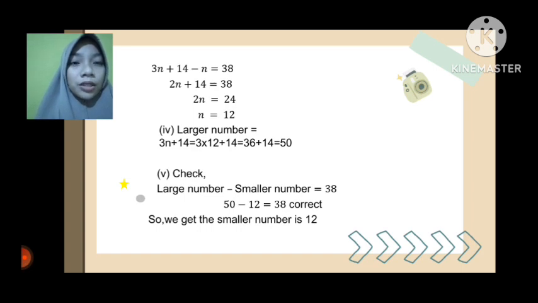The large number is 3 times n plus 14. We substitute n equal to 12. Then we get 3 times 12 plus 14 is 50. It means the large number is 50. Now we check with the large number minus the small number. It's 38. The large number 50 minus the small number 12 is equal to 38. So this is correct. So we get the small number is 12.